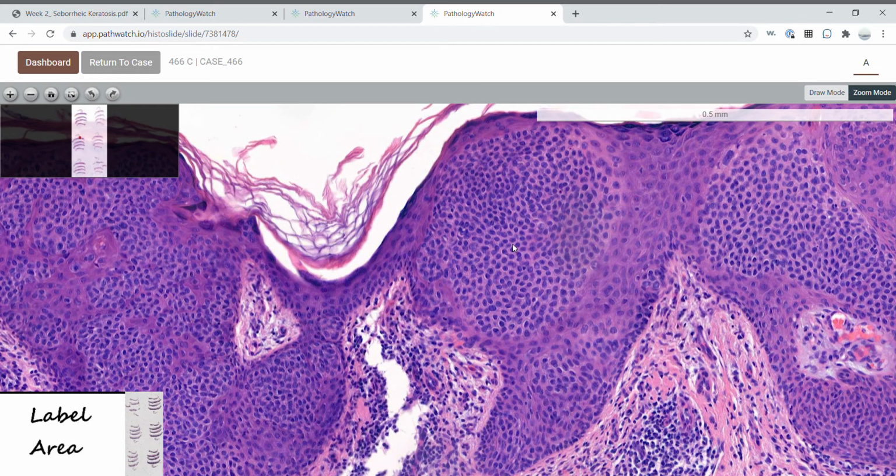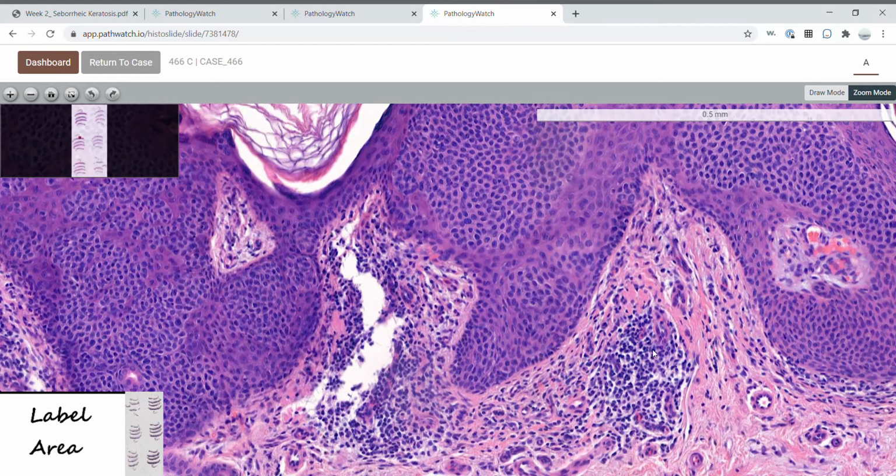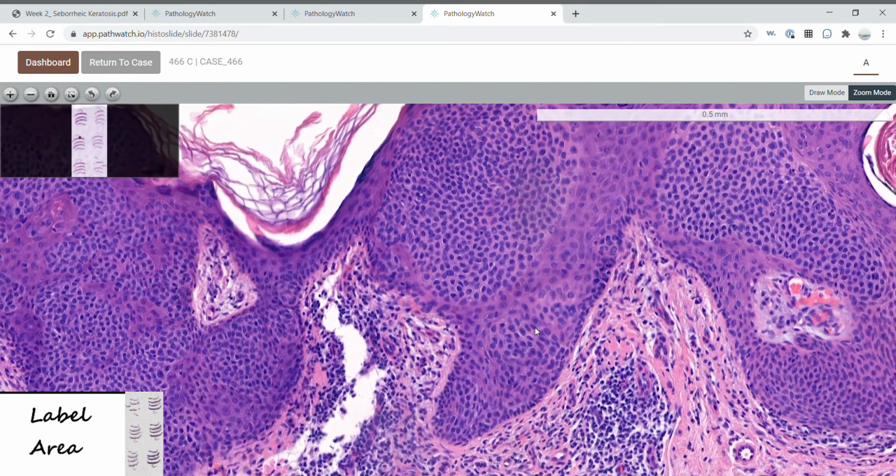Seborrheic keratoses can also become irritated, forming squamous eddies, and inflamed, such as in this case, where there are increased inflammatory cells in the dermis. Here there are lymphocytes. These lymphocytes can also extend within the lesion where there can be spongiosis.